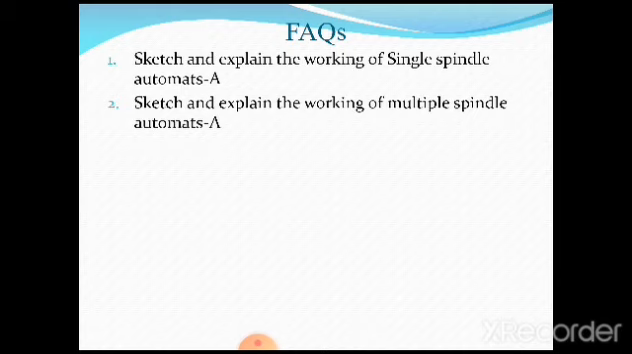If the second question is asked, to sketch and explain the working of multiple spindle automatics, there are two types: one is parallel action and the second is progressive action. So you have to decide whether you are going to write the parallel action or the progressive action. Draw either figure and explain it with a sketch. That is very important to get the marks in the examination. These are the expected questions which are going to be asked in the examinations.